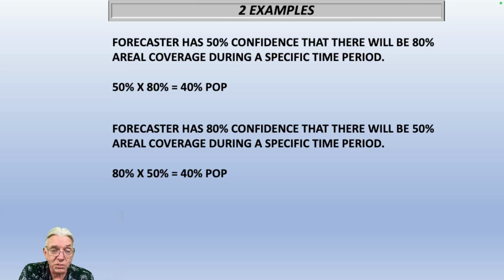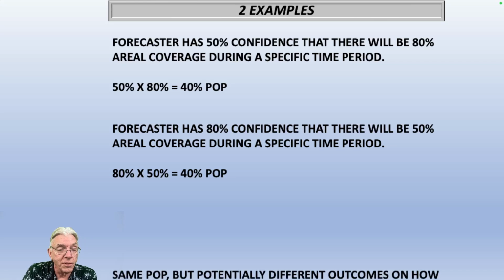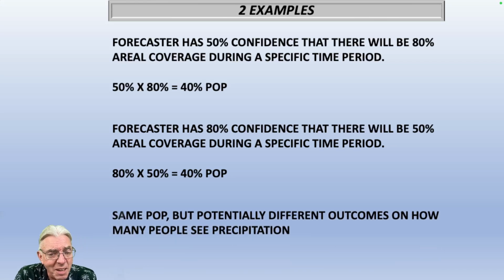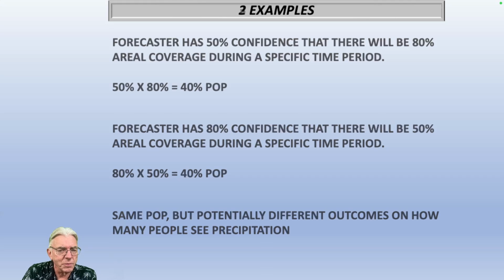And this, of course, the forecaster confidence level, is not something that is routinely talked about, okay? So I can certainly see how these two scenarios could be very confusing because you don't know what the confidence level in the forecaster is, which determines ultimately what the POP is. So same POP, but potentially different outcomes on how many people see precipitation.